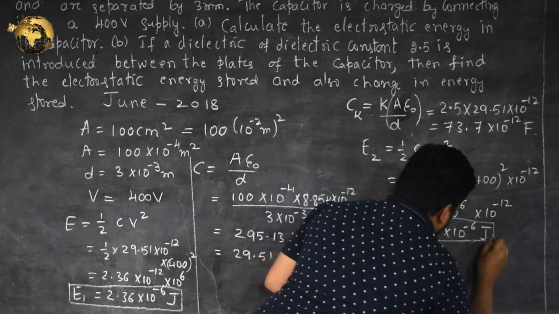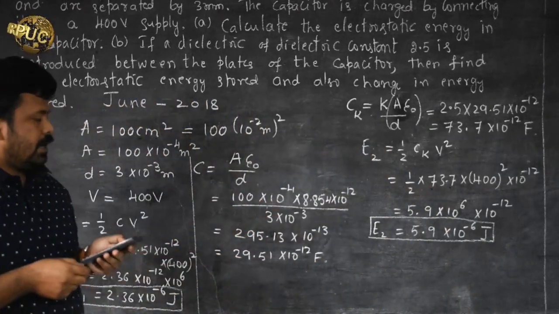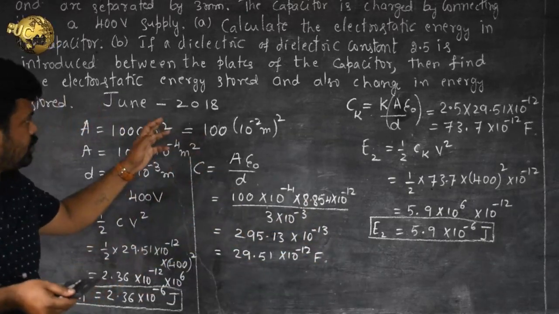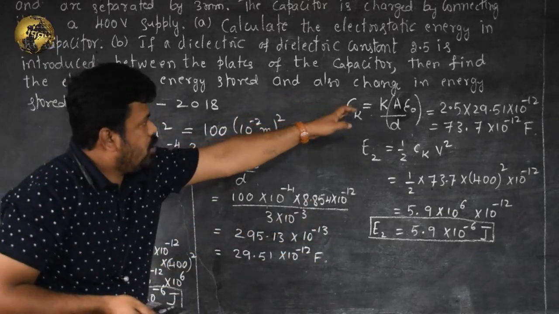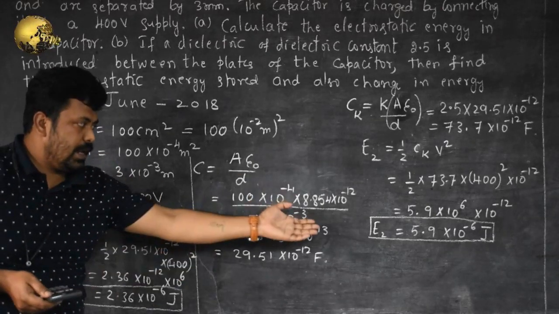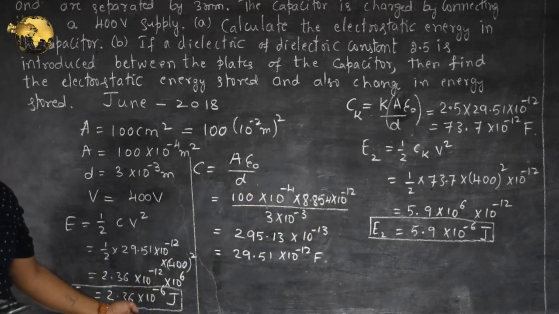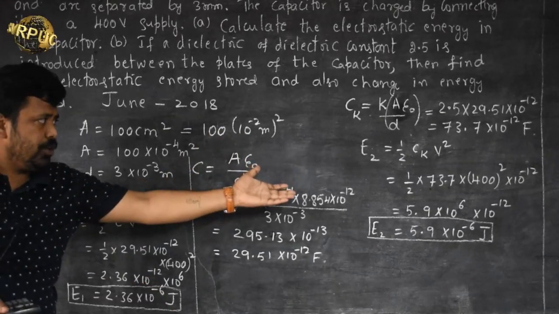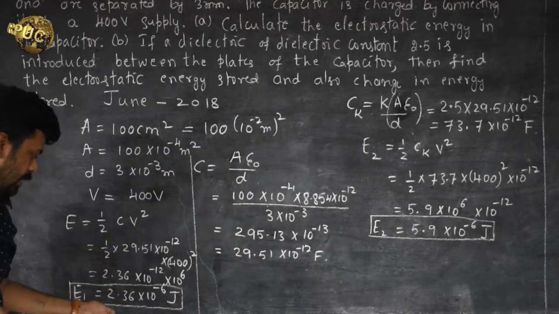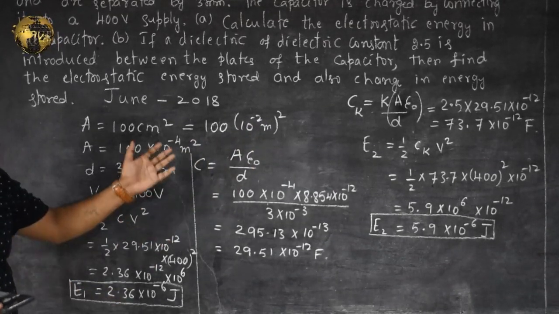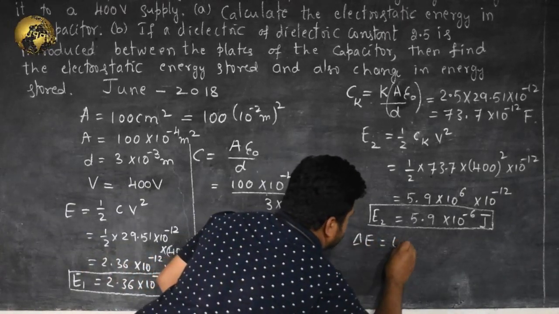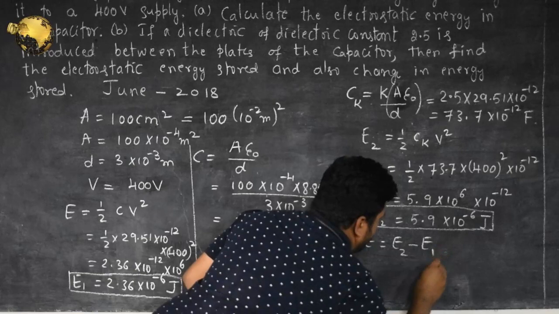So we calculated the energy stored in the capacitor when a dielectric constant is introduced. The problem does not end here. They also asked to calculate the change in energy stored. So the final energy minus the initial energy, that is, when we introduce the dielectric constant, the energy increases. Without the dielectric constant, we have a certain energy. So the change in energy, you can call it delta E, that is E2 minus E1.